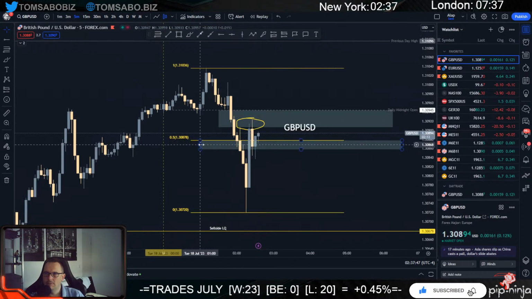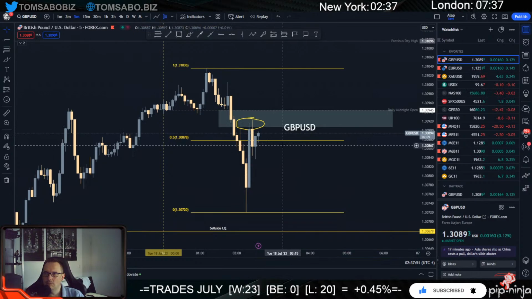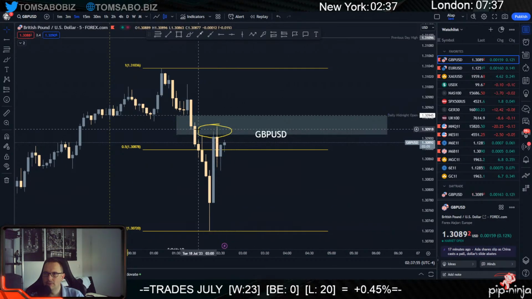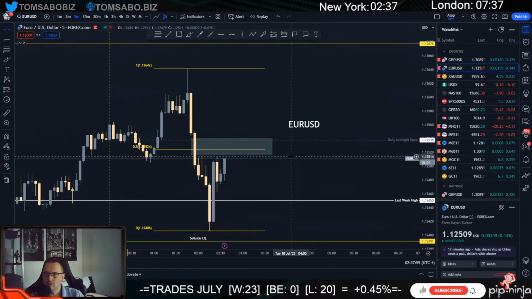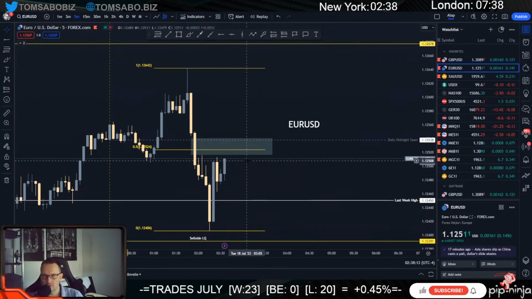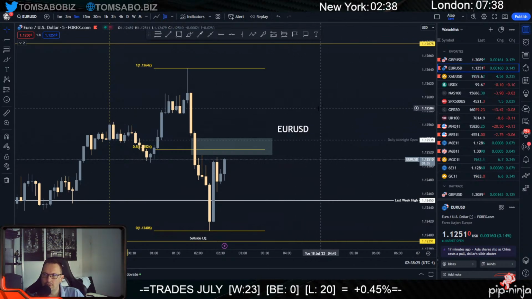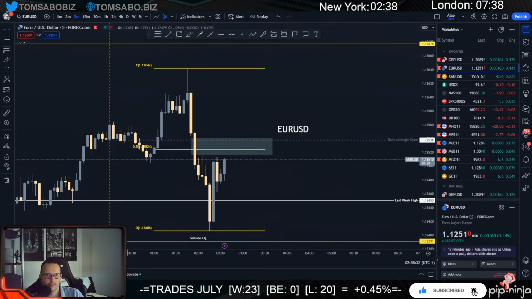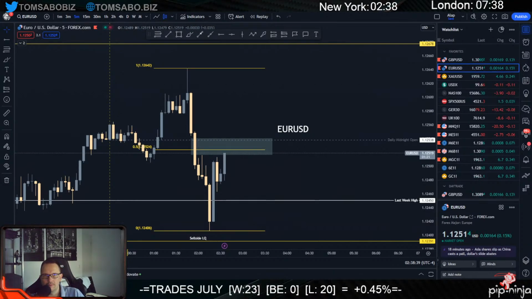But the pound, technically, was a beautiful entry right there. Okay, now the euro could get tapped here. It should be going into this fair value gap. 90% that it is going to go there. On my MetaTrader, I'm not in the trade, but I do have a futures contract on the euro FX futures. I think now I'm going to get filled. Yeah, now I'm filled.